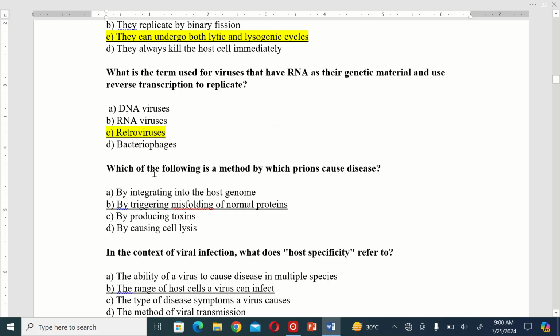The next MCQ is: which of the following is a method by which prions cause disease? A. By integrating into the host genome. B. By triggering misfolding of normal proteins. C. By producing toxins. D. By causing cell lysis. So the correct option is B.